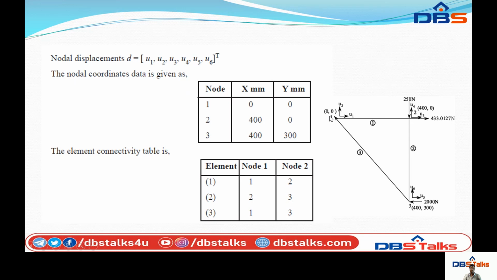the coordinate points in x direction and y direction: there is no x movement and no y movement, so 0 comma 0, the origin point. At element 2, 400 in x direction, 0 in y direction. At element 3, 400 in horizontal direction, 300 in vertical direction: 400, 300. It is a discretization process.